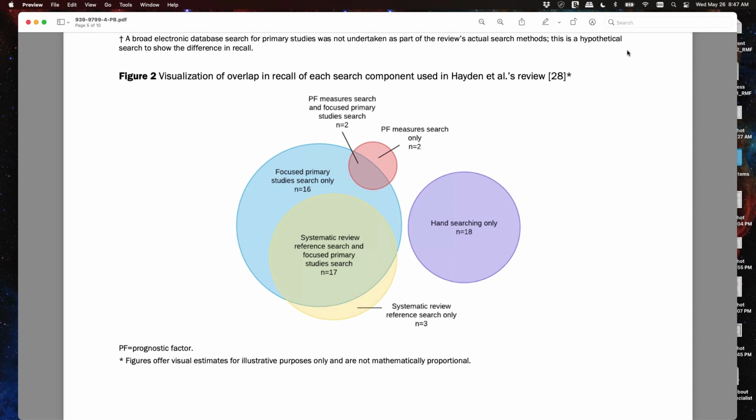I've just started thinking about how to design a study that included more prognostic methods reviews, so that you could validate this. I think that's important for our field.